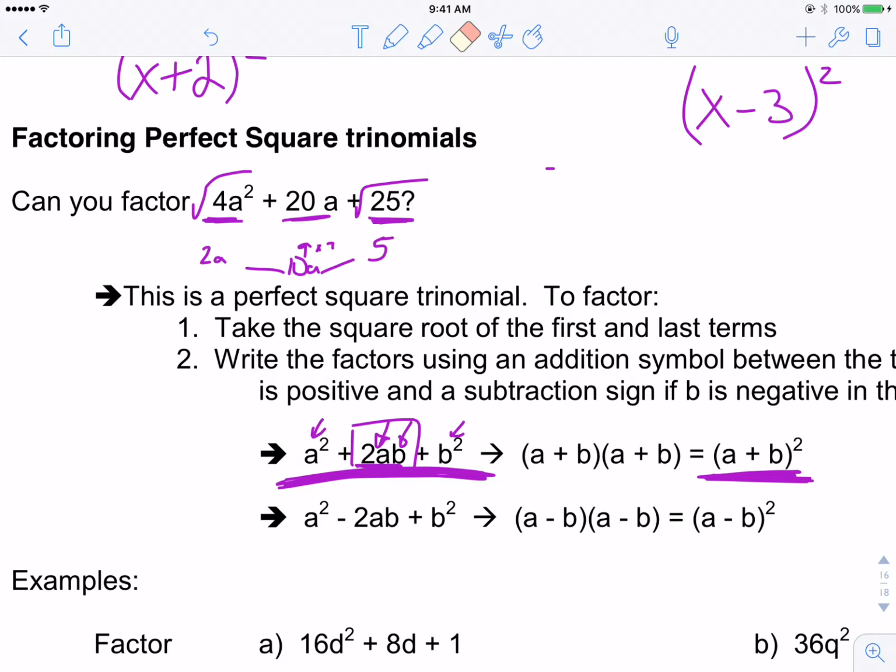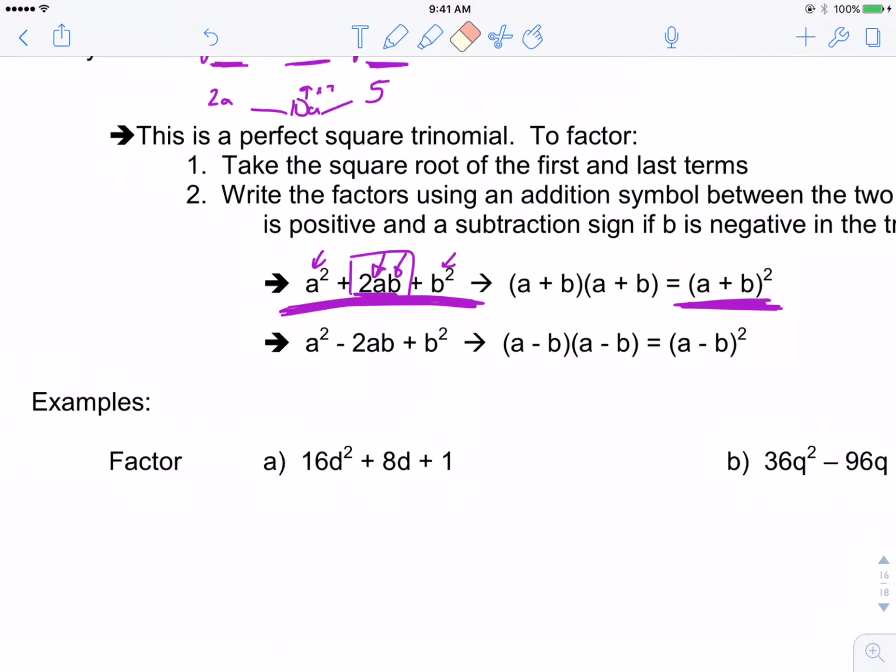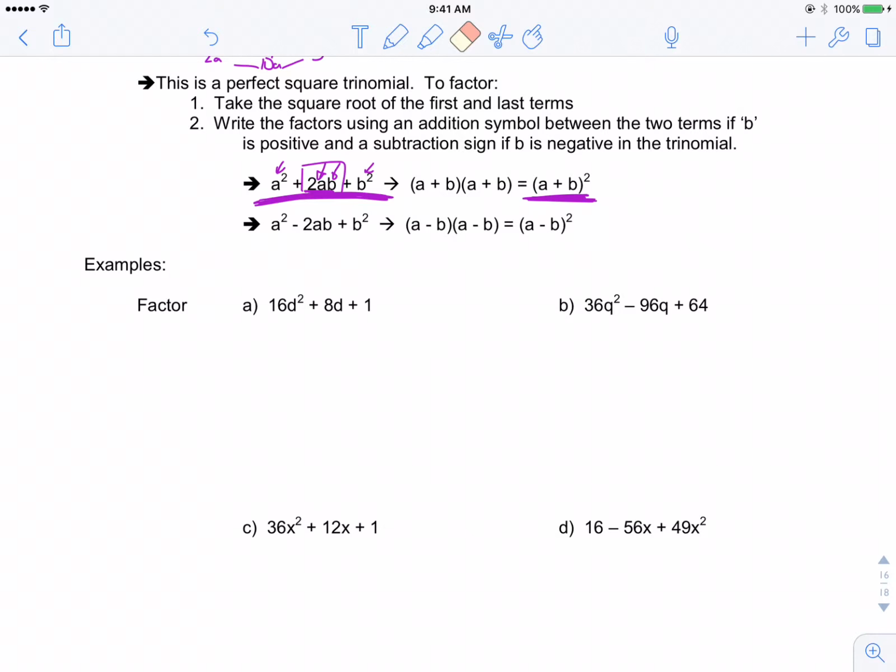So I'm going to stop this video now. I'm going to pick up the next video by going through all 4 of these examples at once. If you wanted to, you could look ahead.